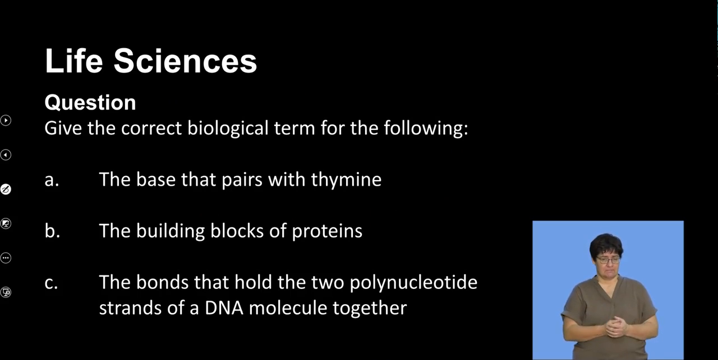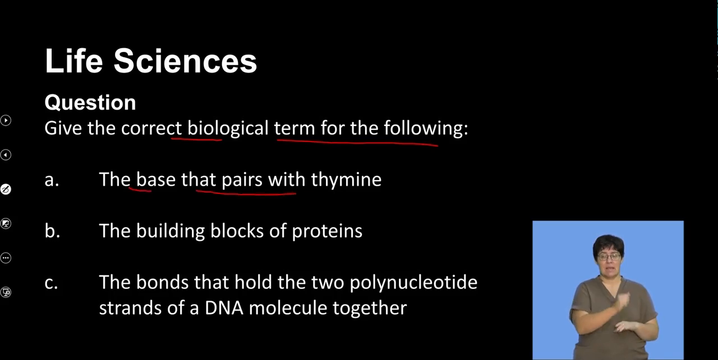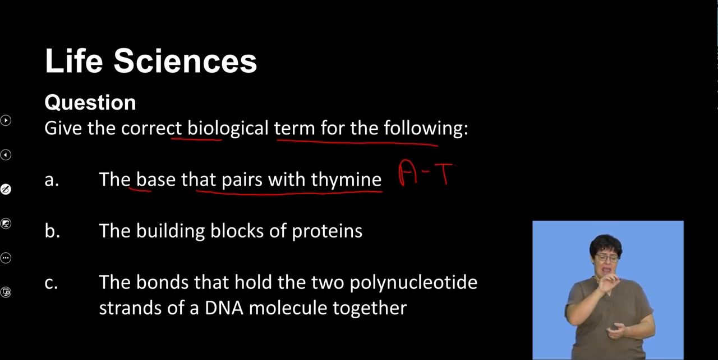Let's go into some terminology in terms of what we've just gone through in this segment. Give the correct biological terms for the following. And as I mentioned, the terms are crucial to understanding biology and life sciences. A: the base that pairs with thymine. Guys, this is easy. We know that adenine and thymine always base pair together. So the base that pairs with thymine would be adenine.